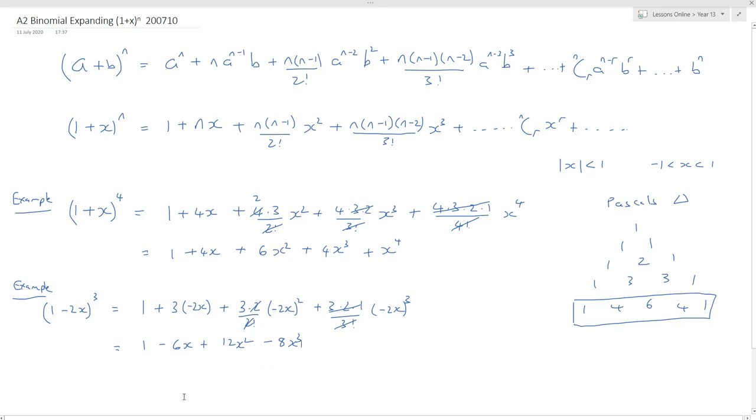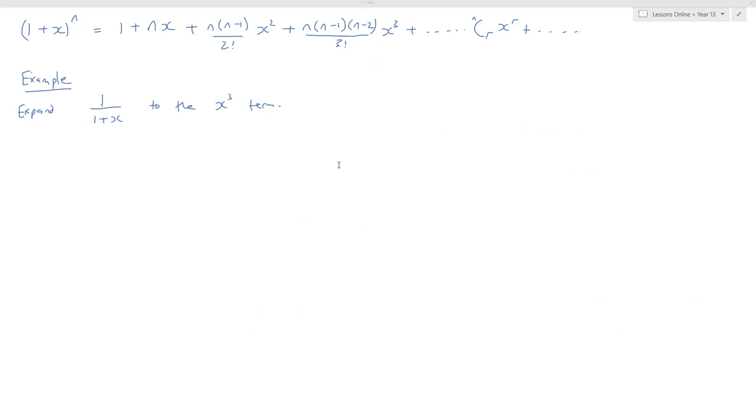Now we're going to try something a bit different. Our example this time, we have to expand 1 over 1 plus x to the x cubed term. First things first, we're going to write it as something we can expand. So 1 over 1 plus x is equal to 1 plus x to the power of minus 1. We can expand that.